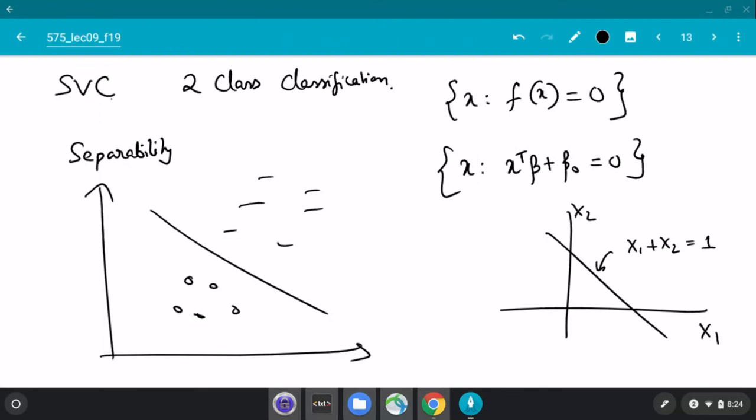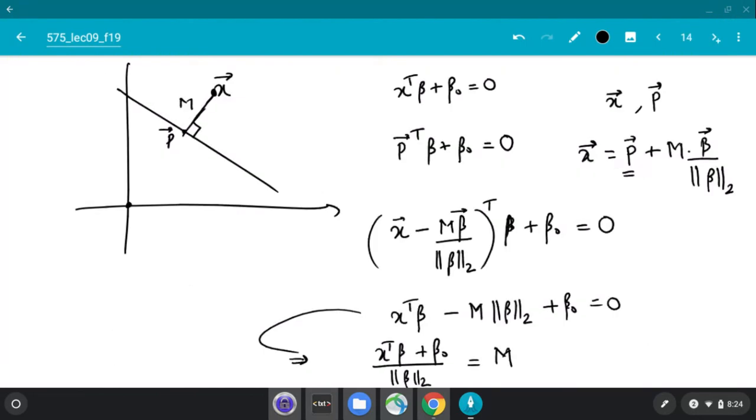Okay, I want to prefer that hyperplane which is farthest away from any of these points. That's the geometric intuition. I want to find a plane which is the farthest from any of these points. And for every point, I know what the distance is.